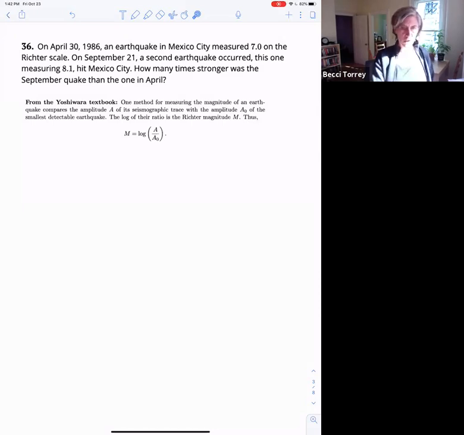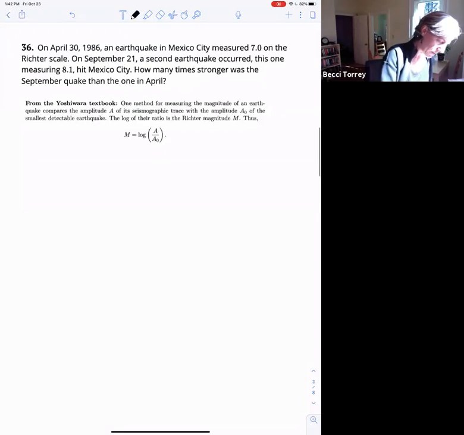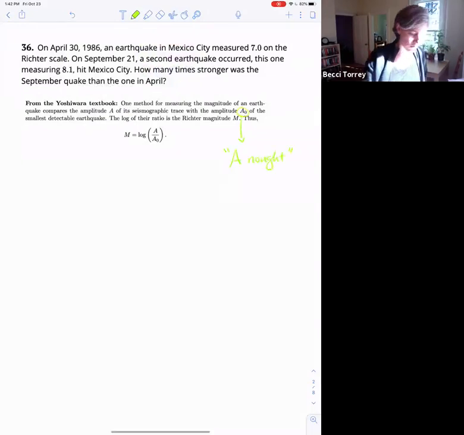And I'm just going to note also from the Yoshiwara textbook that they've given us this information that a method for measuring the magnitude of an earthquake compares the amplitude of the seismographic trace, so how big was the earthquake, with the amplitude A naught. So this A with a subscript 0, we pronounce it A naught. The naught for 0, so it's an A sub 0.